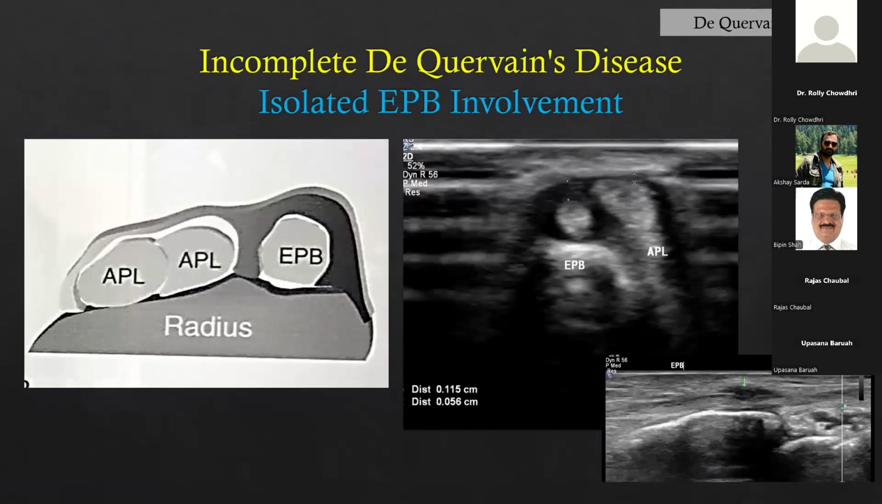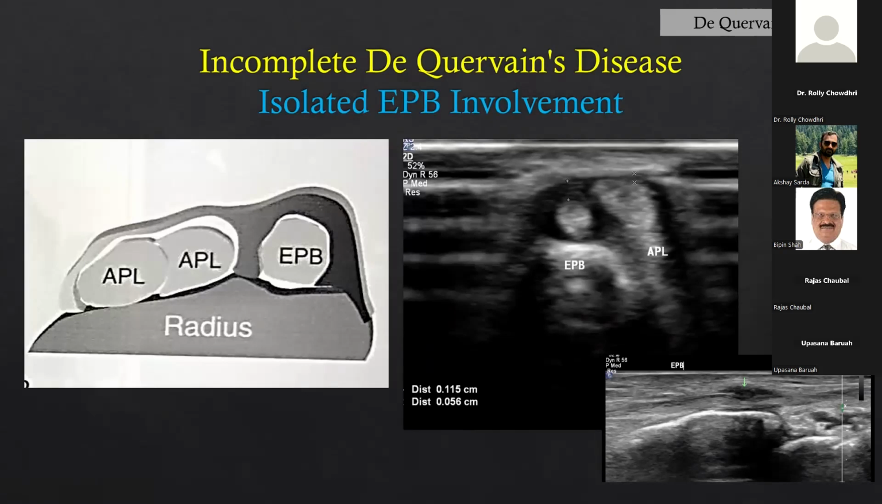Now, it is not mandatory in all cases that the thickening will be along both tendons. There may be isolated involvement of the extensor pollicis brevis tendon only. So you can see this is APL, this is EPB, and there is a vertical septum between the two tendons. The thickening is seen only along the extensor pollicis brevis tendon. So this is an incomplete de Quervain disease where the isolated extensor pollicis brevis is involved. So it can involve both tendons and sometimes only one tendon.